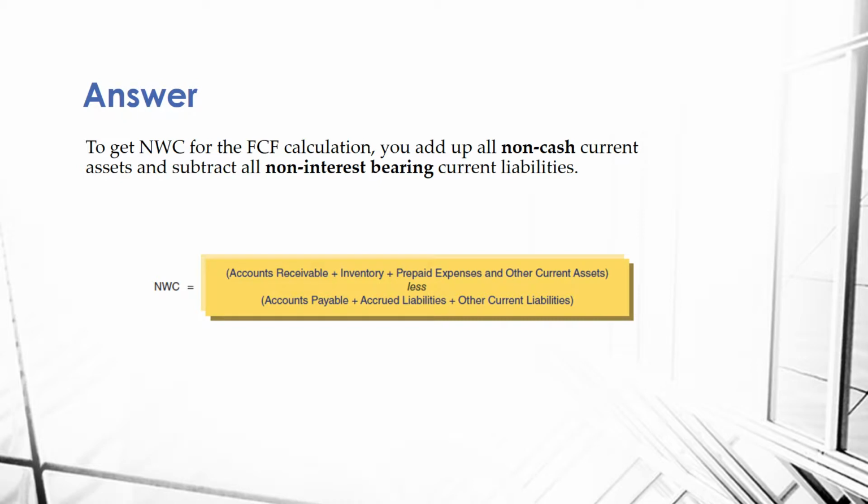A common mistake that a lot of students make is that they assume that cash and cash equivalents is included in the net working capital calculation, in addition to current long-term debt, which is due within the next 12 months. And so it's important to remember that for the net working capital calculation, you add up all non-cash current assets and subtract all non-interest-bearing current liabilities.